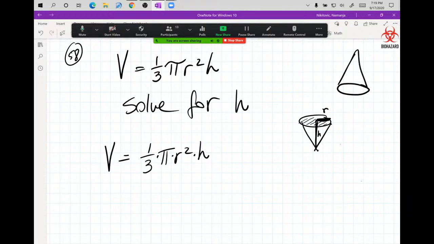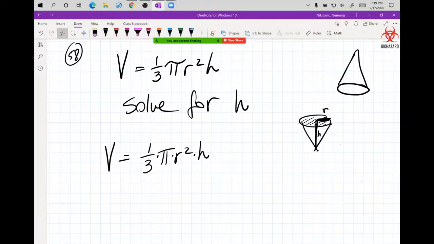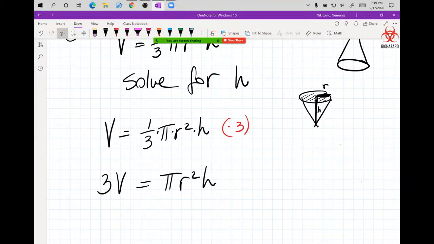Well, let's do it one by one. How do I get rid of the 1/3? What's the opposite of 1/3? Perfect. Times it by 3. So we'll have 3v equals pi r squared h. So that's where we start. We start there because we want to get rid of the fraction first.